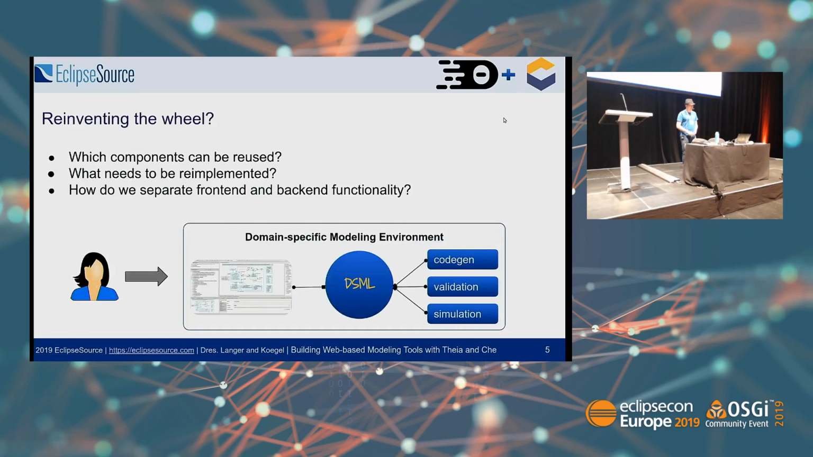So we want to do a web-based tool, a modeling tool. We've defined what it is. It seems to be possible, hopefully, but if we already have a modeling tool, do we now need to reinvent the wheel? And which components can we actually reuse? What do we need to rewrite? And how do we separate in this new situation between front-end and back-end?